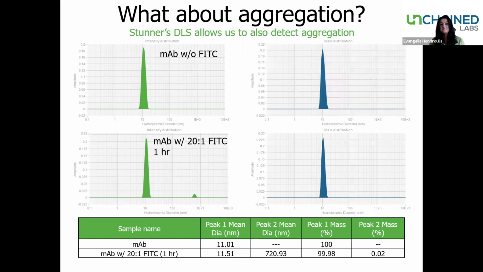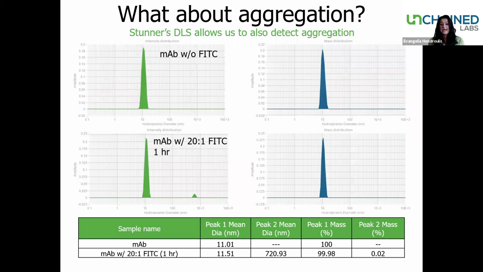The second piece of information that the DLS can give you is the mass distribution. Mass distribution is going to tell you how much of each size is in your sample. Now we see here on the top for the antibody, the mass distribution is actually registering 100%. So that means that there's 100% of that sample, that size in the sample.